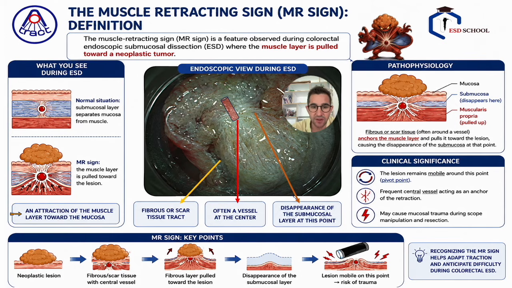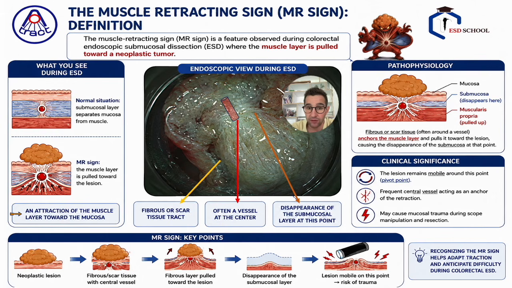So in the definition, we could say that there is a central feeding vessel when it's not a T2 cancer. If it's a T2 cancer, this vessel can be completely destroyed. But if it's not a deep invasive cancer, you will find a very large vessel in the middle, surrounded by fibrosis or scar tissue, and no more layer between the mucosal layer with the lesion and the muscular layer, which is pulled into the lesion.